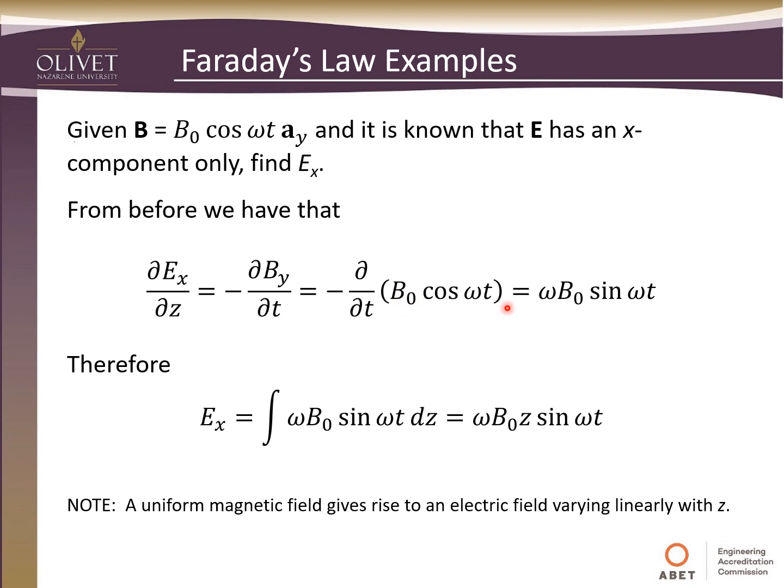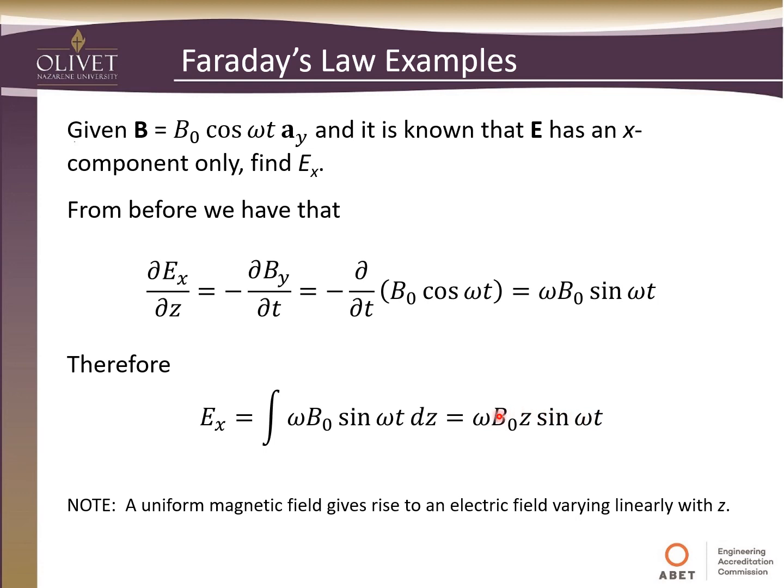And so we plug that in, and we take the derivative with respect to time, and when we do, it adds this omega term and changes this to the sine of omega t. So therefore, if we want to find out what Ex is, we have to integrate both sides with respect to z to get rid of this partial derivative with respect to z. So we integrate this side with respect to z. When we do, that now adds the z component to our original equation. Nothing else is dependent on the z location, so this is the final answer. So our Ex is equal to this.